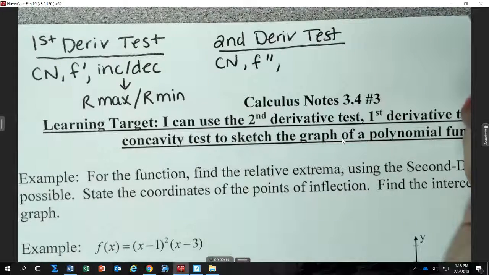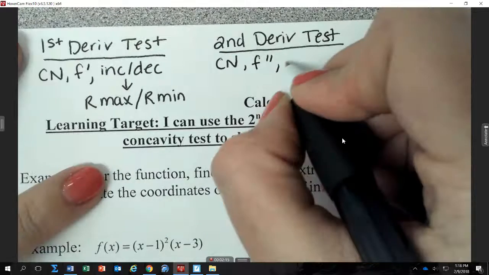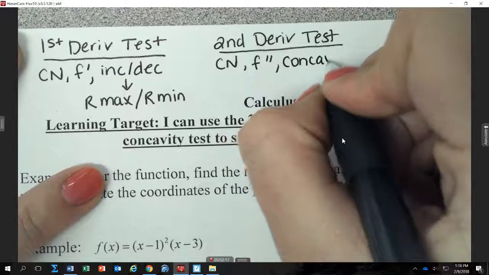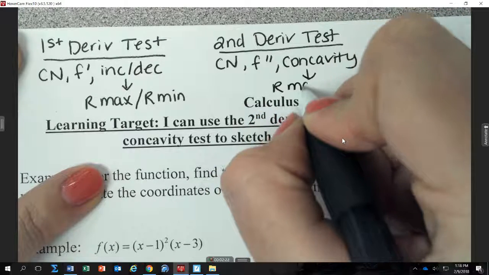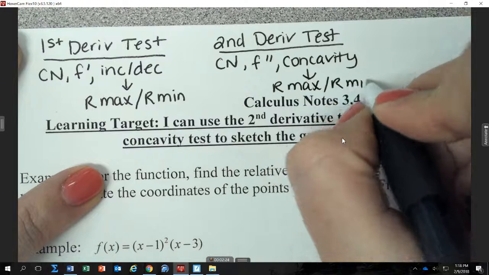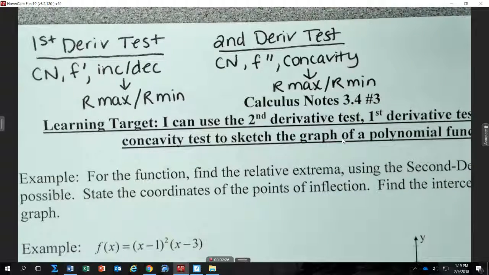My second derivative is going to tell me what about the function? Concavity, yep. And then based on the concavity, that's going to determine whether my critical numbers are a relative max or a relative min, right? So that's the second derivative test.